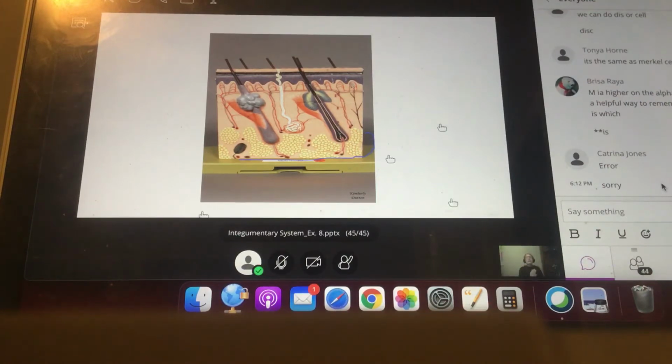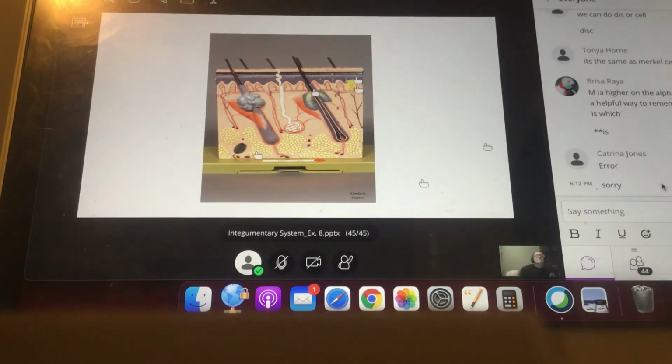Good job. Circle the sebaceous gland. Oil. Sebaceous gland. Awesome. That's it. Circle the sweat gland. Sweat gland, in the middle. White stuff. That's it. Awesome. That's what I want. And then circle the Meissner, tactile. That's it. Meissner high. Good.